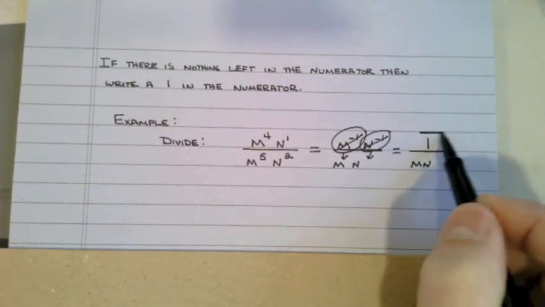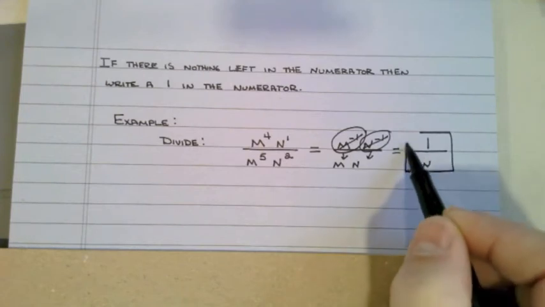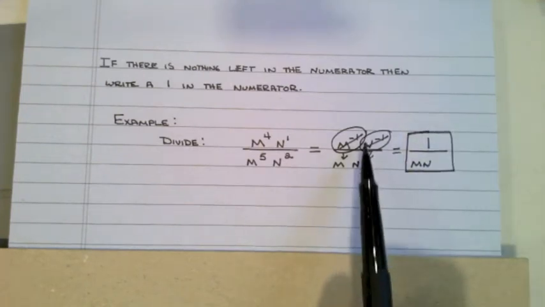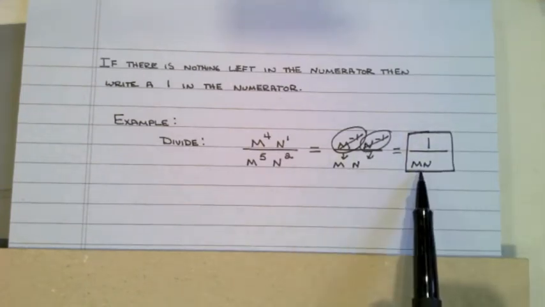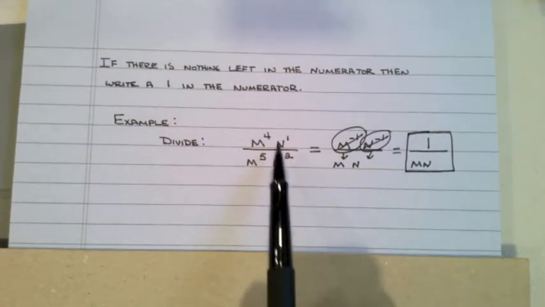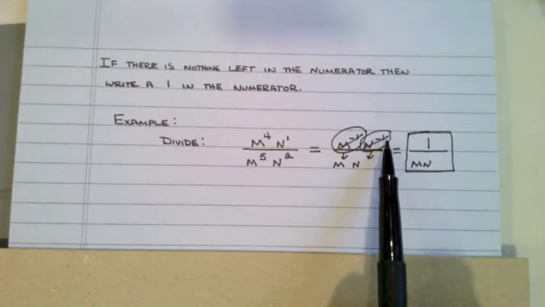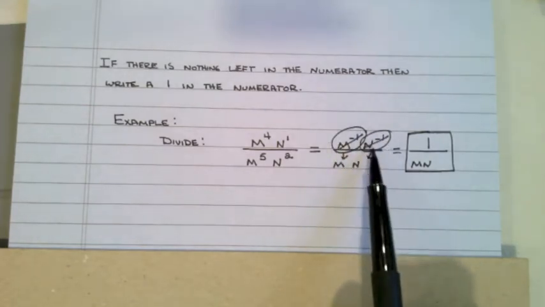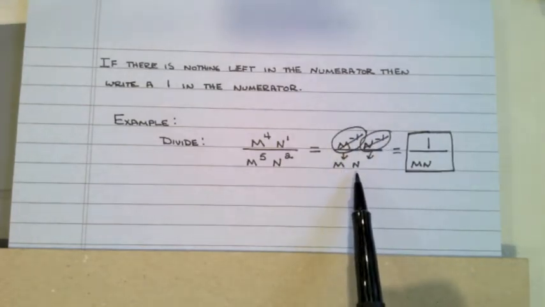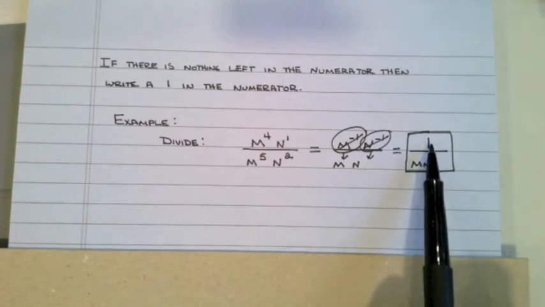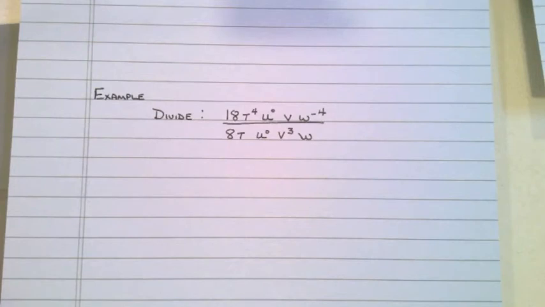mn. My answer is 1 divided by mn. I subtracted my exponents. Both of them happened to be negative. Because they were negative exponents, I had to move them into the bottom. And then when I have nothing left over in the top, I have to put a 1 there. Let's look at our next example.